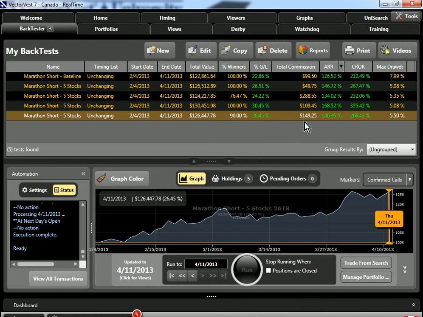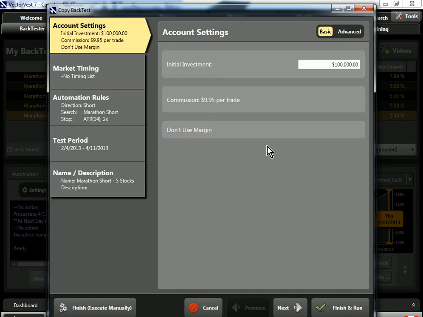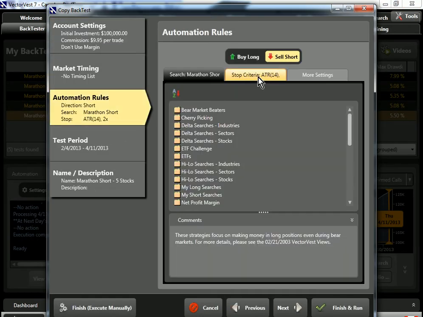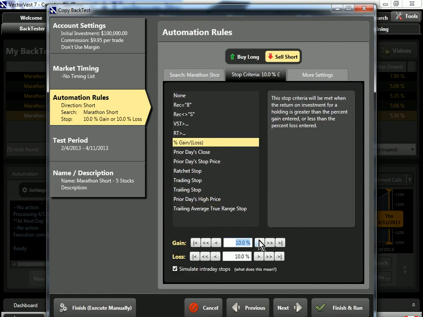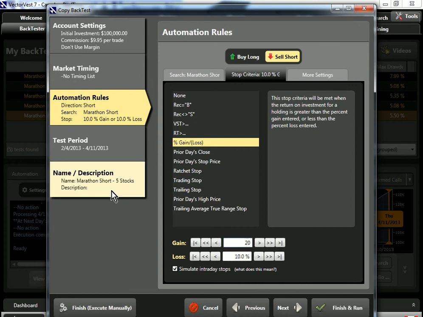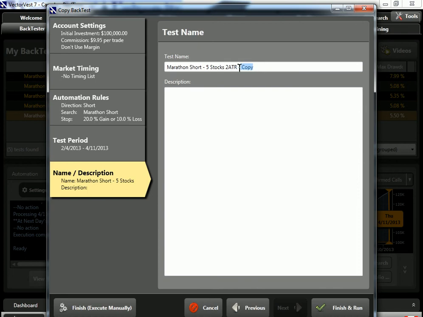Let's try just one more variation on a percent gain loss. So I'll right click, go to copy, automation rules, stop criteria, and we'll choose percent gain or loss. Let's try a 2010. So we'll take profit on a 20% gain from the purchase price or a loss of 10% from the purchase price. And in this case, since we're short, I should say entry price. We'll click on name and description, change it to 2010, finish and run.